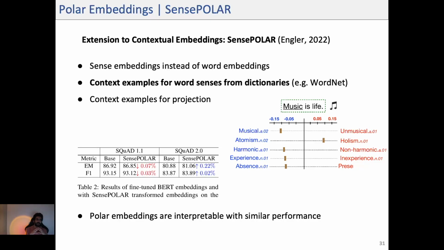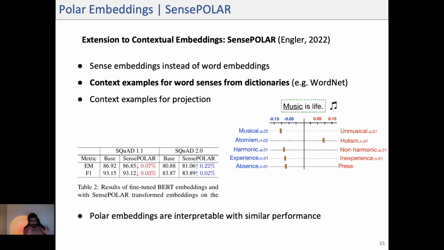This means we can project sense-aware vectors into a polar space using example sentences that clearly describe each meaning. So you can see an example here on the right for the sentence music is life, for example. SensePolar projects this into a space of semantic contrasts like musical versus unmusical, harmonic versus non-harmonic, experience versus inexperience. Each sense is plotted along the polar axes based on how it fits in the context. For example, the word music aligns strongly with musical, harmonic, but not with unmusical, right?